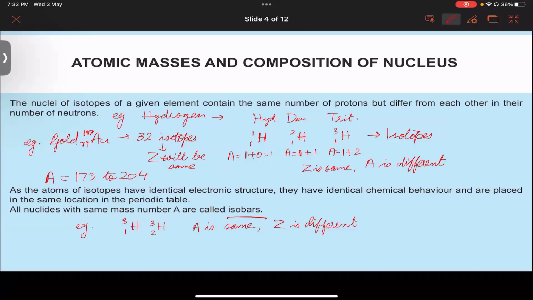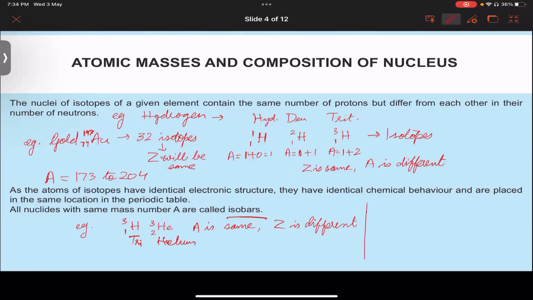So the nuclides will have the same mass number, but their atomic number Z is different. So you can have another type of element. Sorry, this is actually helium. So these are isobars. This is tritium. So tritium and helium are isobars.